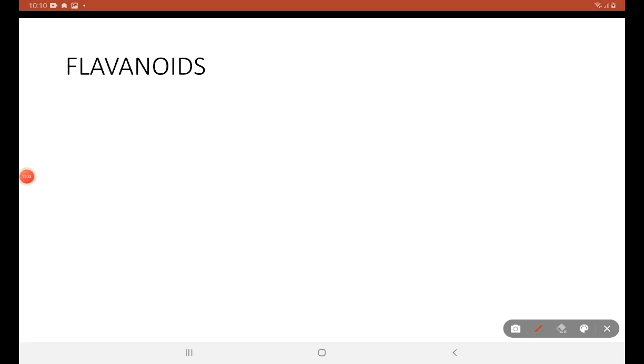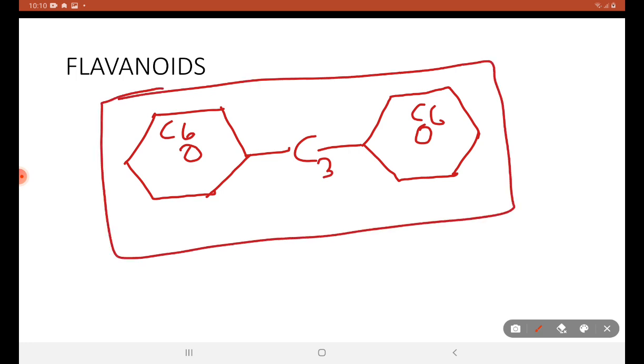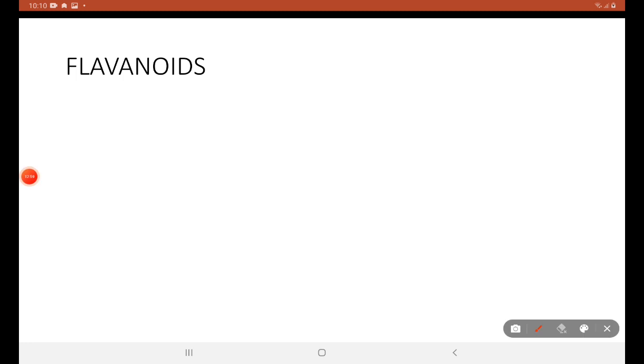Next, about flavonoids. Flavonoids, we know, are 15 carbon compounds. Here we have C6, C6, C3. They are 15 carbon compounds. This is the basic structure of flavonoid. Substitutions such as hydroxyl groups and sugars are very common. Flavonoids exist naturally as glycosides.